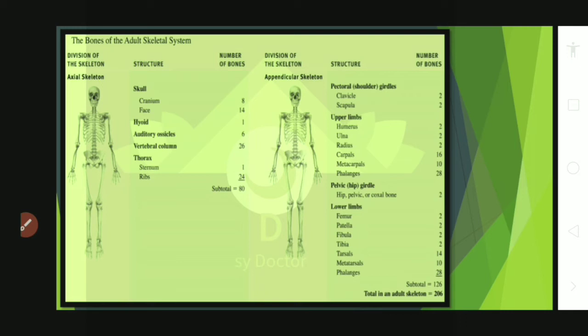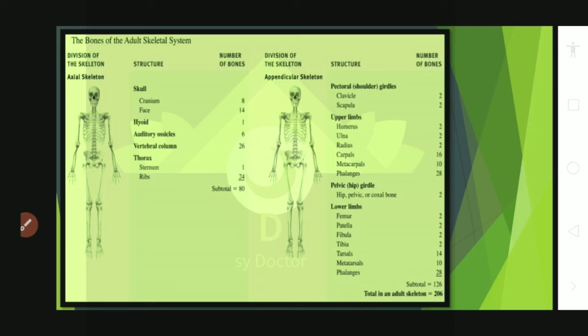So next is the pelvic girdle, which is the hip, pelvic or coxal bone. Lower limb consists of the femur. There are 2 femurs, one in each leg. Patella, there are 2, which is the kneecap. Fibula and tibia are also 2 in number. Tarsals, there are 7 tarsals in each foot. Metatarsals 5, and phalanges 14.